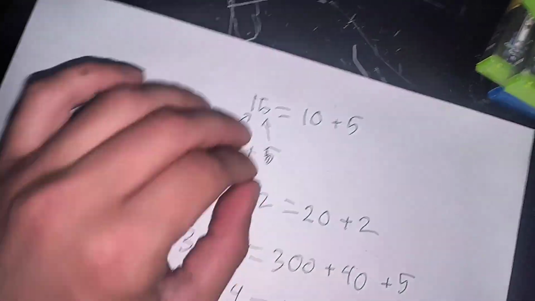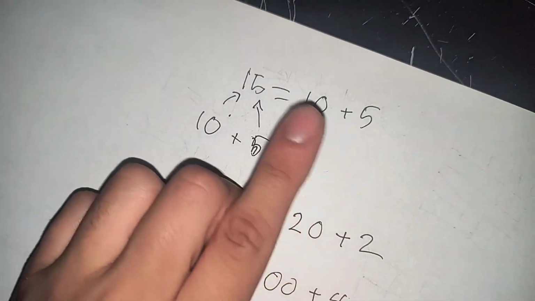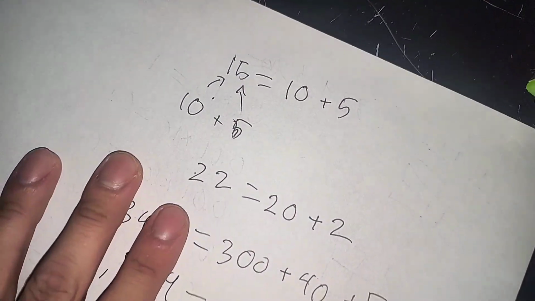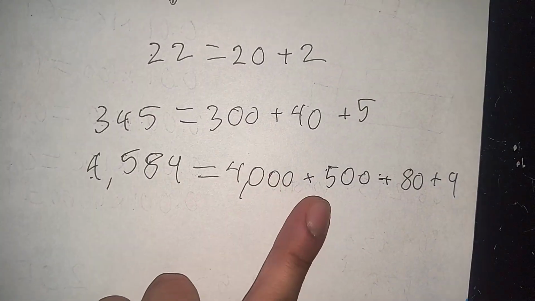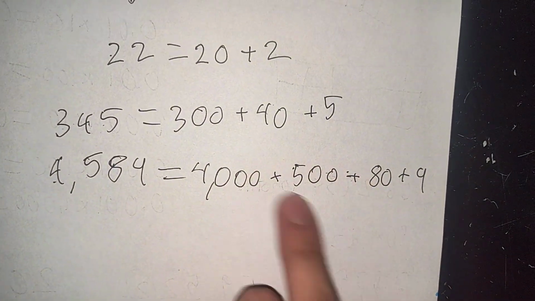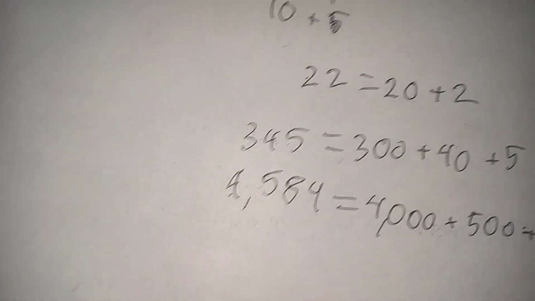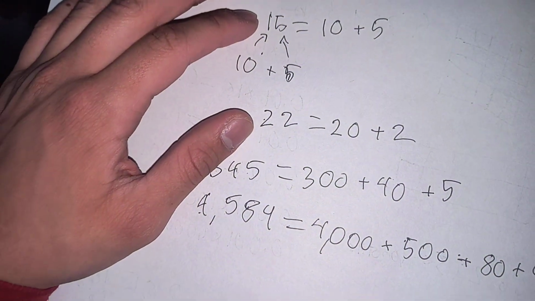So yeah, expanded notation breaks the number up into smaller pieces and then puts the plus sign between them. They break them up into their place values, and then put addition signs between them to show that whenever you add them up, they equal that number. So it's cool.